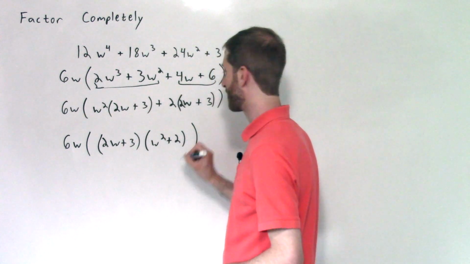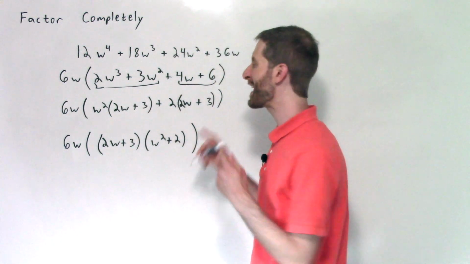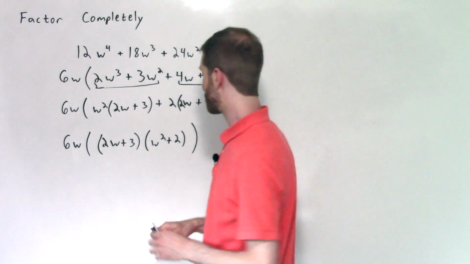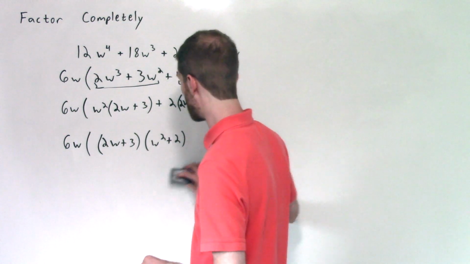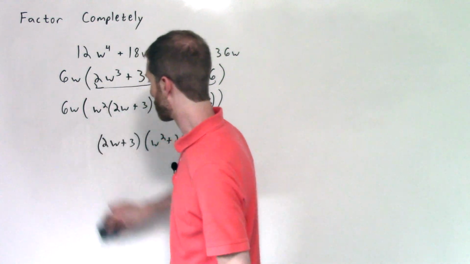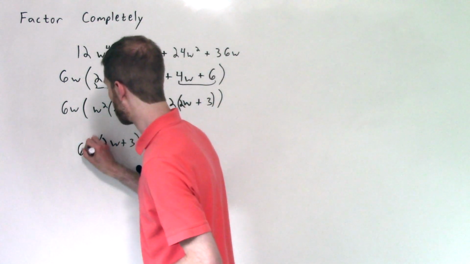Oh yeah, we had to factor by grouping within the parentheses. And technically, I guess you really don't need these parentheses here and here, and we can move the 6W closer, and then we'd be in great shape.